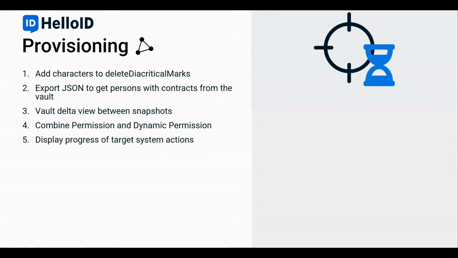5. Display progress of target system actions. On target systems, it's now possible to display the progress of the target actions as they're being executed, so you can keep up with the current processing state and track whether a process is still running or not. This new functionality does not only apply to the enforcement, but also when the update all action is being triggered. We will show you how this new feature works in detail in the following demo.